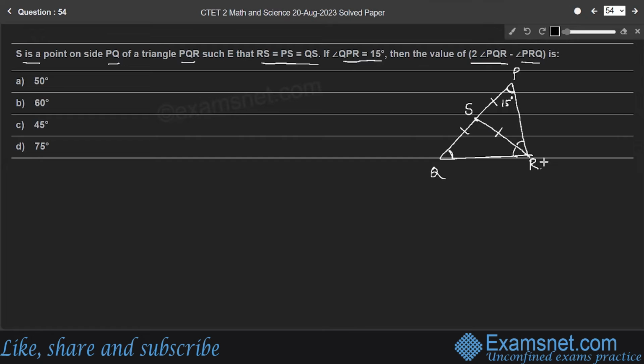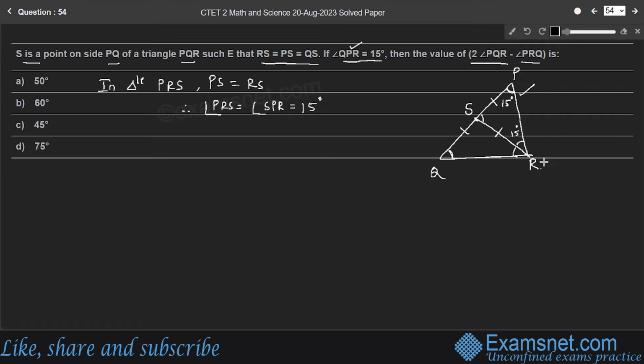PRS and QRS. So we'll find PRS. In triangle PRS, two sides are equal. Therefore, their opposite angles are equal, right? So PS is equal to RS, which is given. The angle opposite to PS is PRS, and the angle opposite to RS is SPR. Here angle SPR is nothing but QPR, the whole angle P, which is 15 degrees. Therefore, we have got angle PRS as 15 degrees.